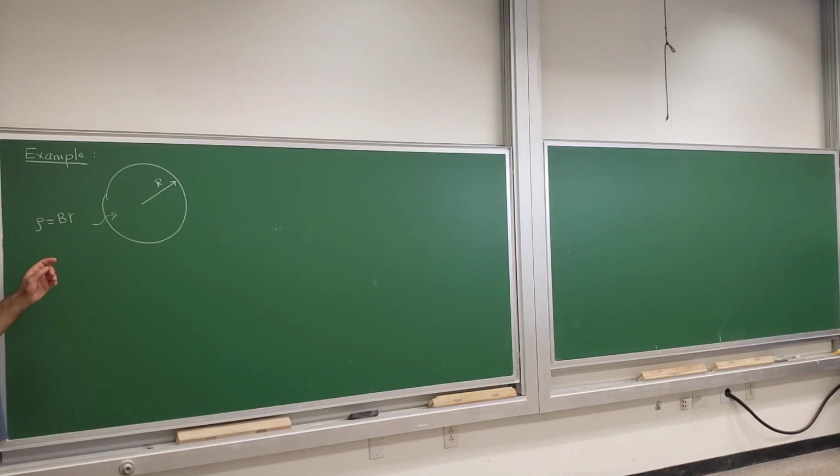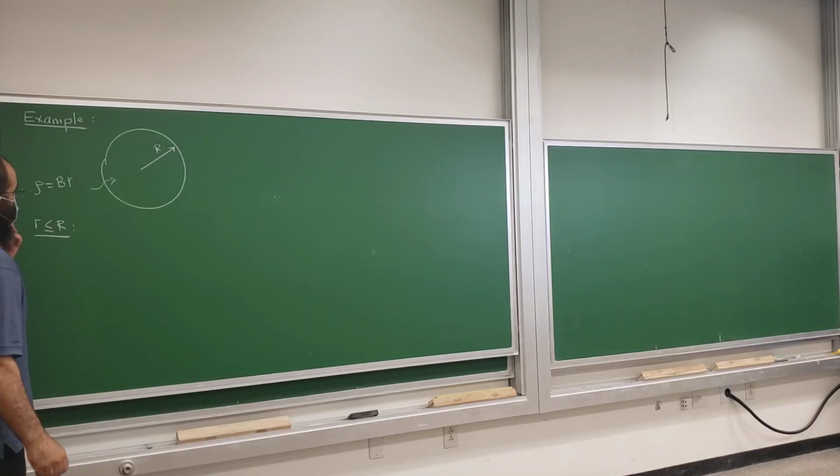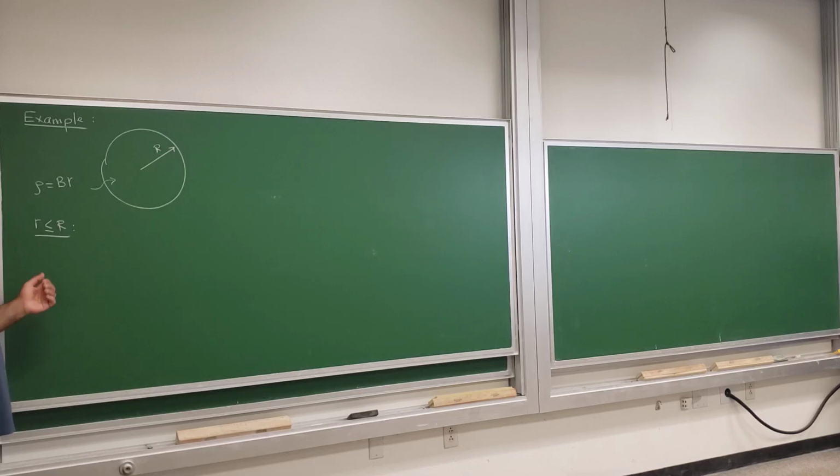So it's non-uniform, right? Meaning when R increases, the density increases also. And so the question: what's the electric field inside and outside of this sphere? So let's start with inside. Inside the sphere. What should we do to find the electric field? Apply Gauss's law.